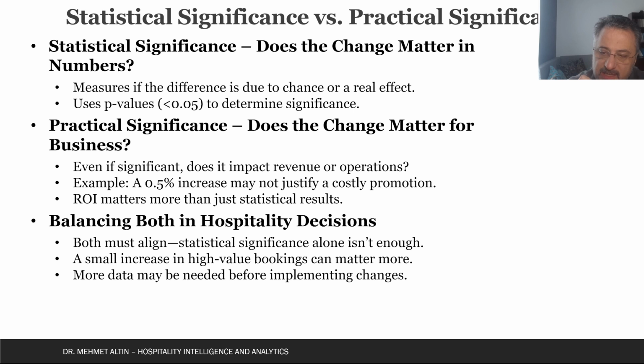If a change is statistically significant but has no real business impact, it's not worth implementing. If a change makes business sense but isn't statistically significant, we might need more data before acting on it. For example, a 5% increase in high-value guest bookings might be more valuable than a 10% increase in low-spending guests. So that's the case where business context matters more than just the numbers.